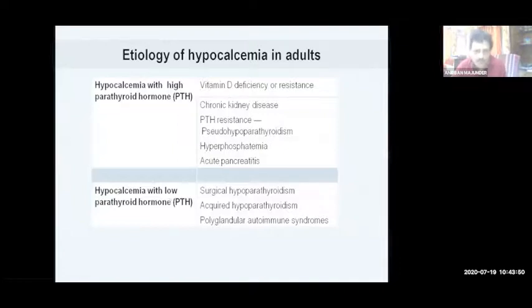Now, hypocalcemia can occur with low PTH. When there's a low PTH, we have to think about hypoparathyroidism, which can be caused by surgical hypoparathyroidism, or by acquired hypoparathyroidism, or by polyglandular autoimmune syndrome. So therefore, let us come to the patient, those who have hypocalcemia but have a low PTH value.